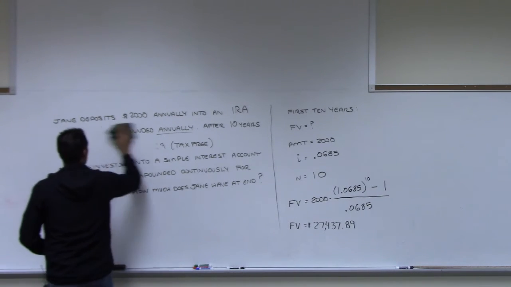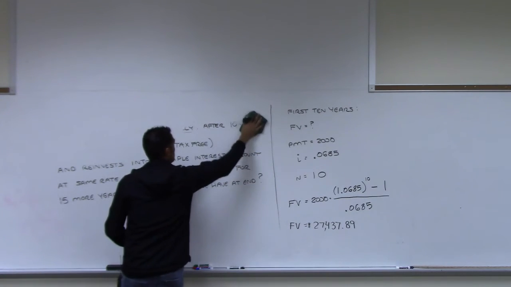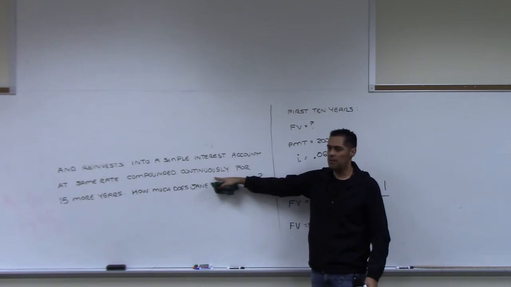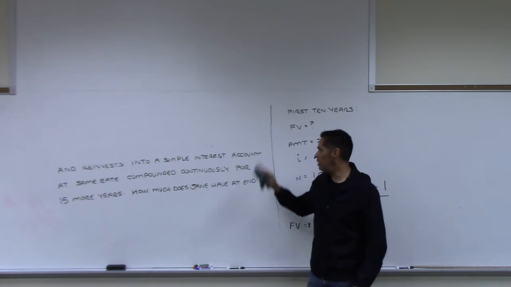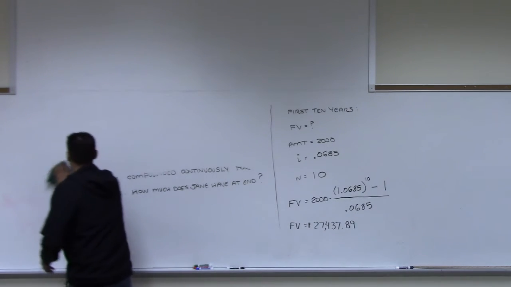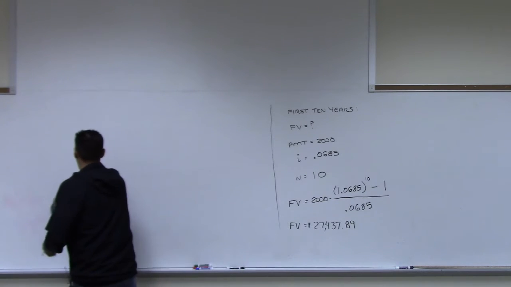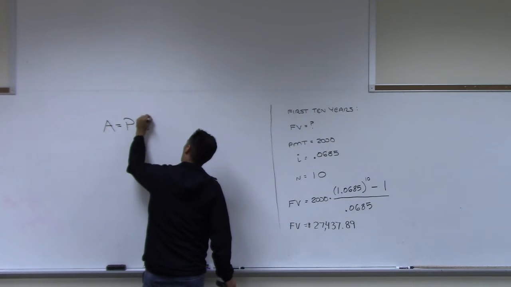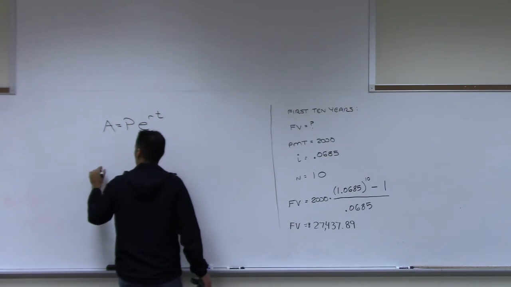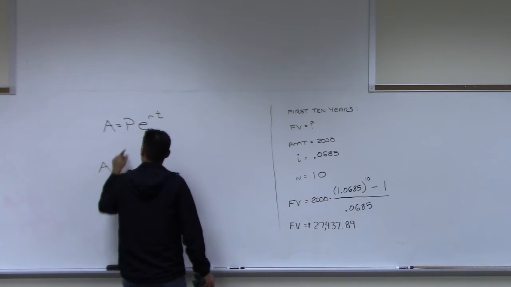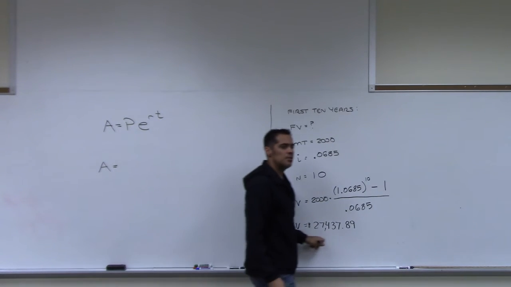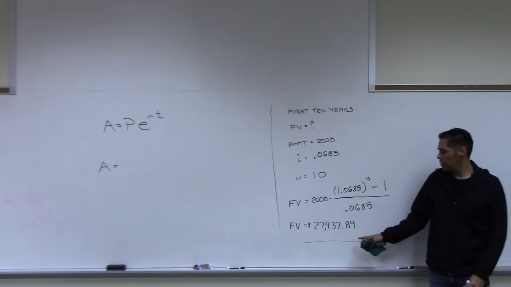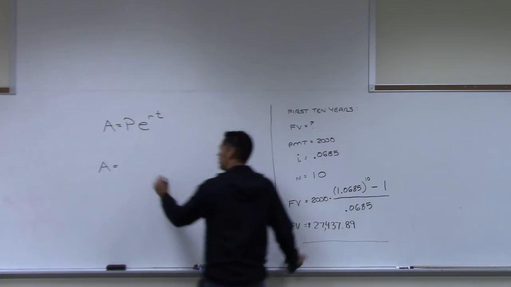So now what I need to do is, and that interest is compounded how? Continuously, which tells me I need to use the PERT formula. So now I'm going to be using A equals P times E to the RT. Now I know that the P is the amount that she's going to put in, which is the amount that she had at the end of 10 years.